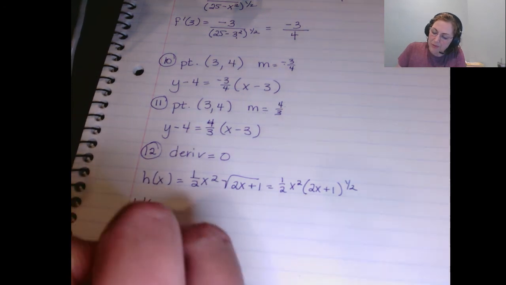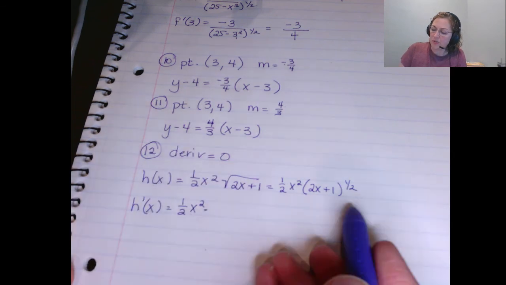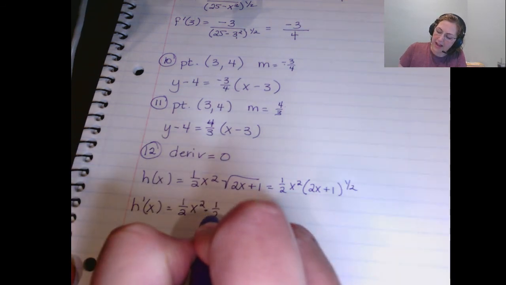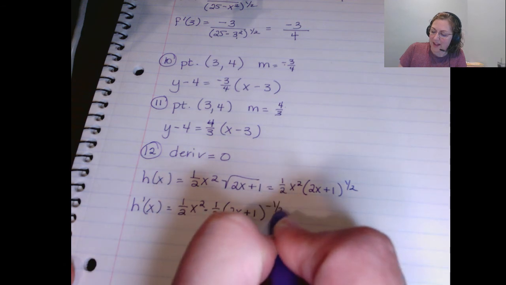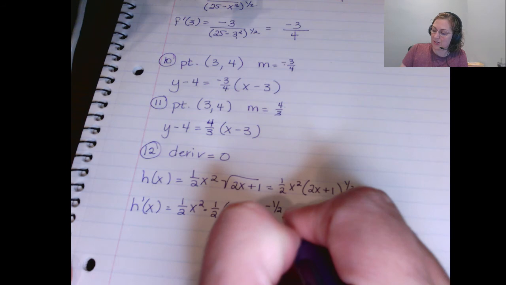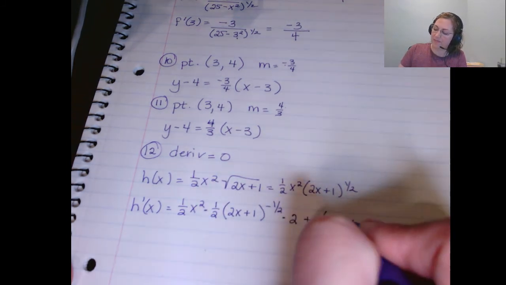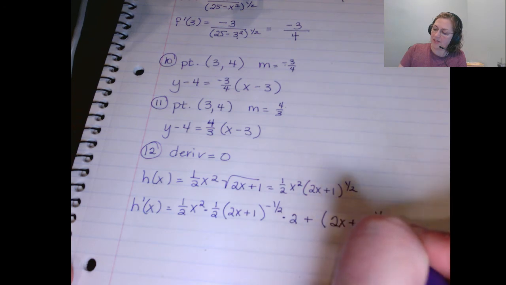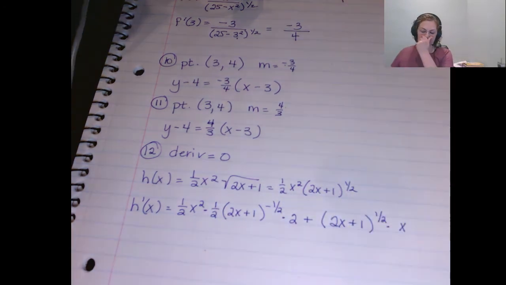So product rule is the first times the derivative of the second. So I've got 1/2 to the negative 1/2, and then the derivative of the inside. Derivative of 2x plus 1 is 2. Plus the second function times the derivative of the first, which would just be x.